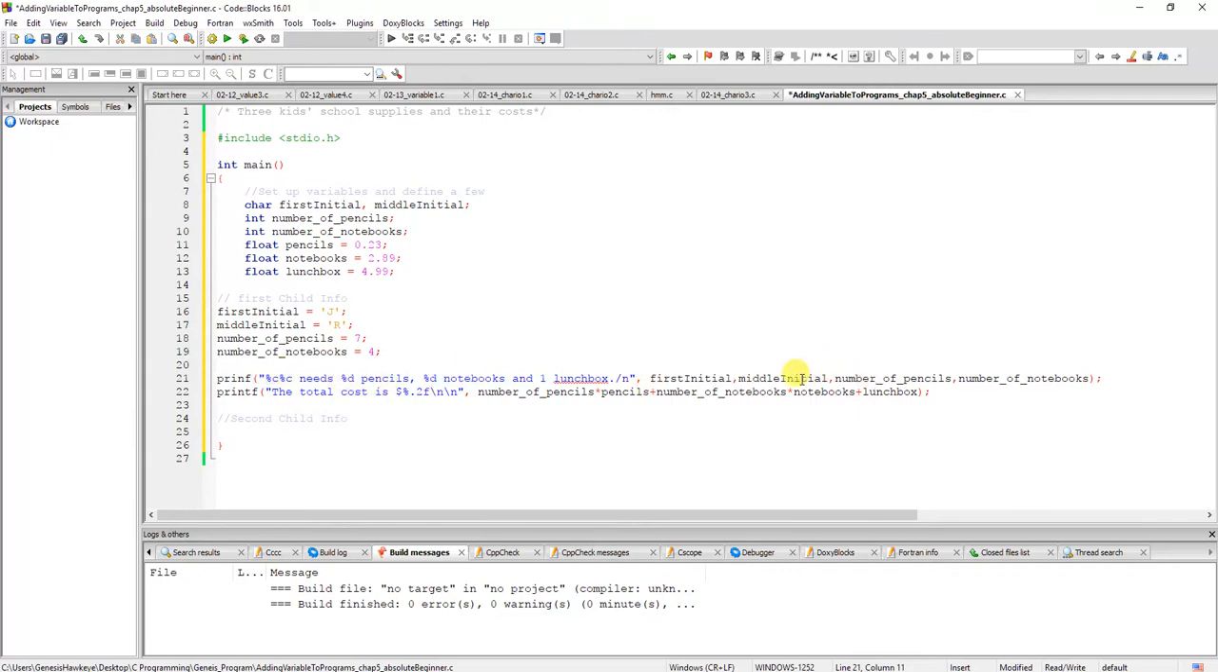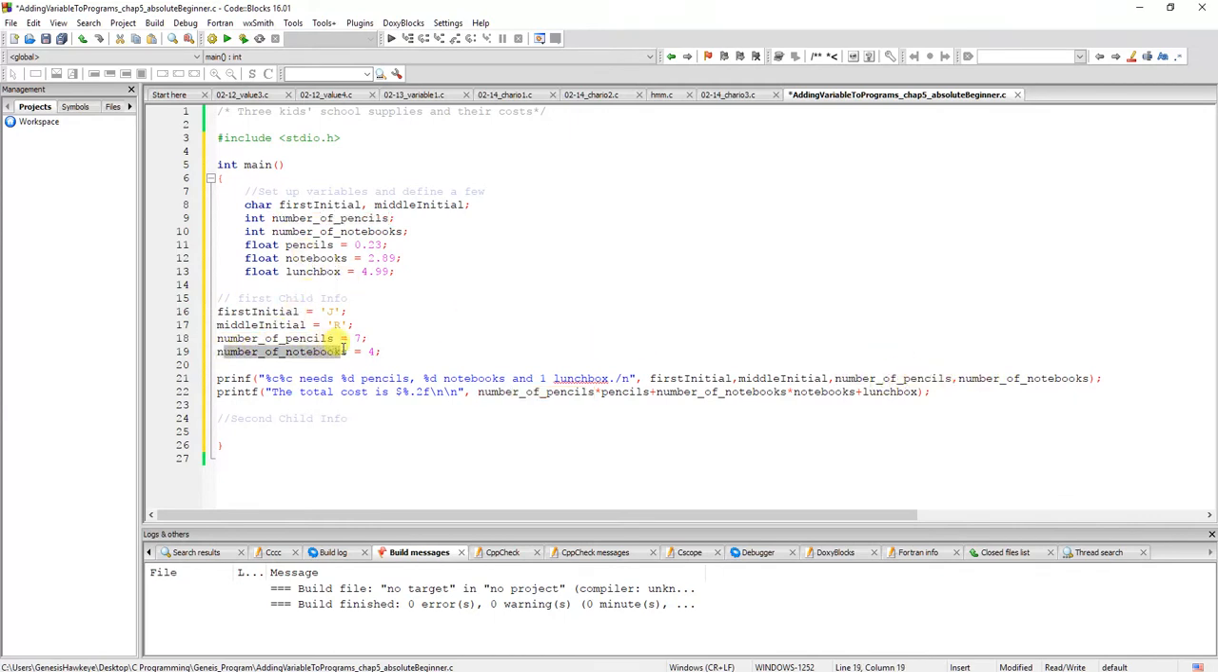And then the next one is what? %d, some integer, right? What kind of integer do we need? We need pencils. And so we look up here, number of pencils. Number of pencils here for the first child is 7. So it's already defined, so all we have to do is type in number of pencils. So %d is lining up with this. We could have put in number of notebooks instead here.